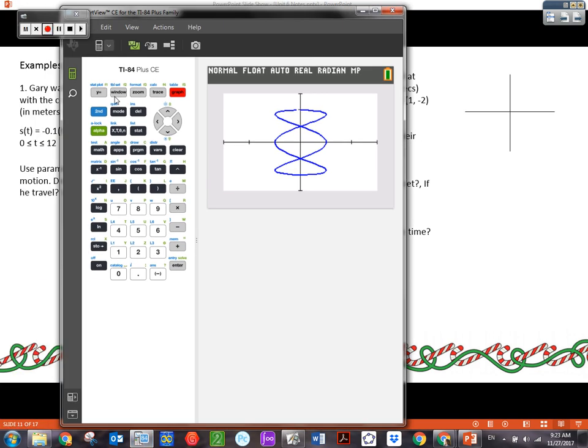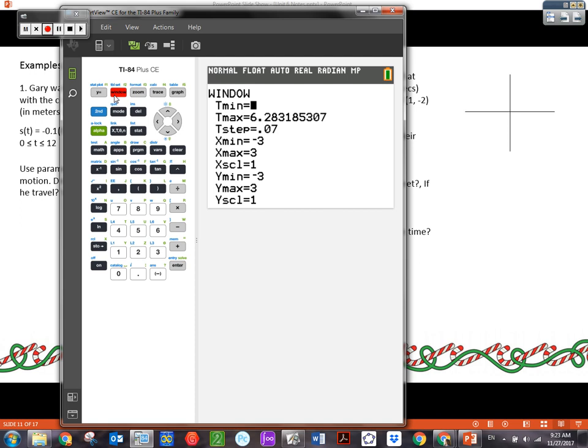All right, so I'm going to go to my window. My time, I have to go from 0 to 12 because that's what they said. I don't get to pick. Okay, it said 0 to 12. And I'm going to keep it at a 0.07 because I want it to slow down a bit, because I want to be looking at this horizontal movement going back and forth.